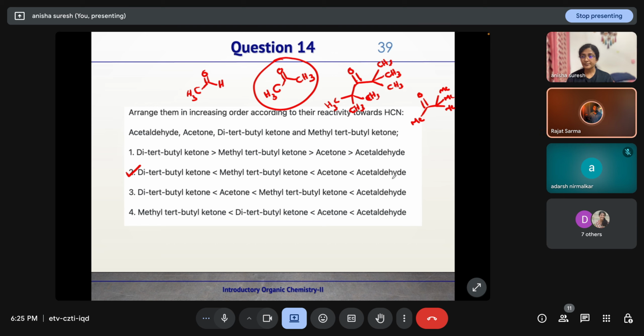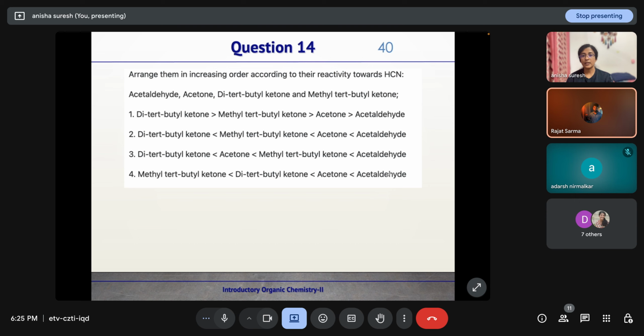Okay? Yes, ma'am, got it. Ma'am, one more thing. The carbonyl carbon must be more electron deficient, right? Then only the nucleophilic attack will be favored. Yes, the electron density should be lesser there, it should be more electrophilic. So here the right answer is option 2.